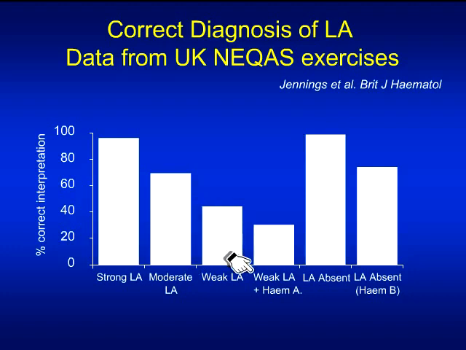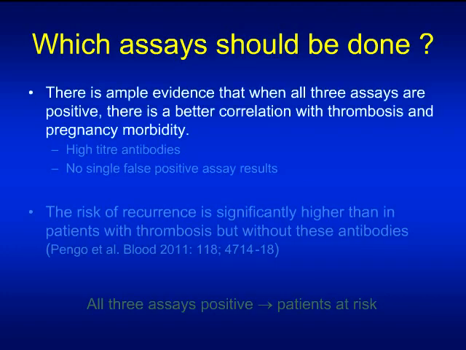And it becomes more complicated if you send around a sample, for example, from a hemophilia A or B patient. They were prolonged and they considered that as lupus anticoagulant. So there's a big problem. But still, it's with the weak samples. So what to do? There is ample evidence now in the literature that when a patient is positive in all three assays, they have a much better correlation with thrombosis and pregnancy morbidity than if positive in a single assay. Probably because then you measure the high titer antibodies.